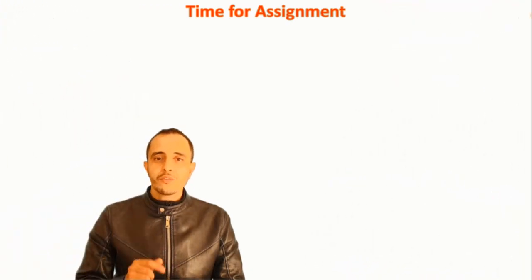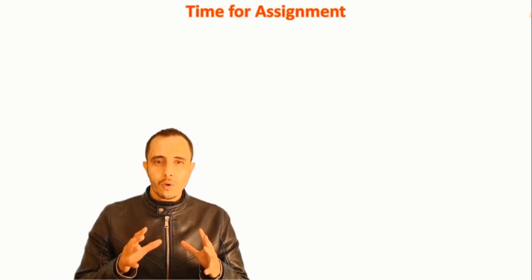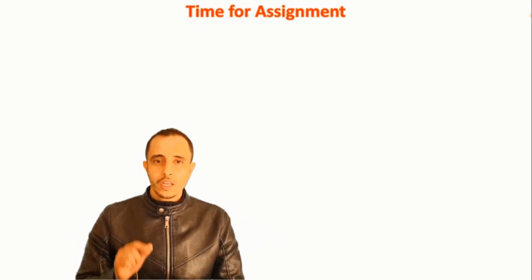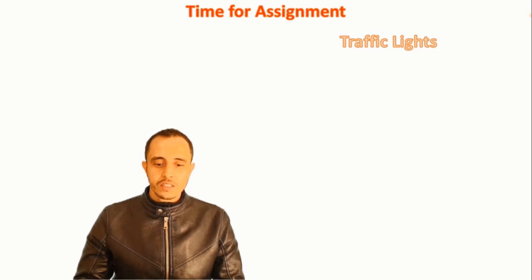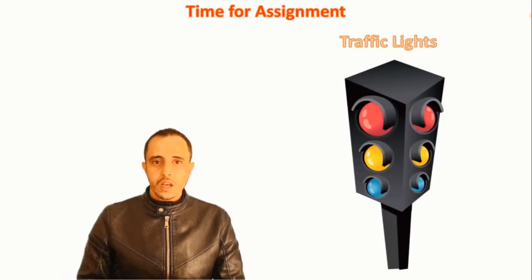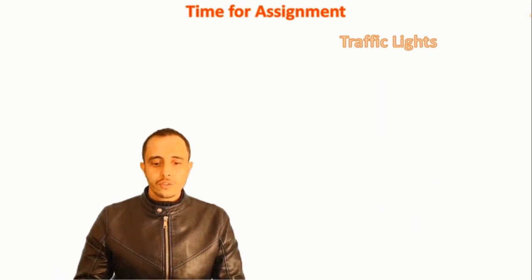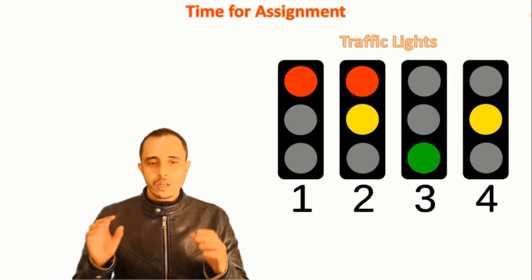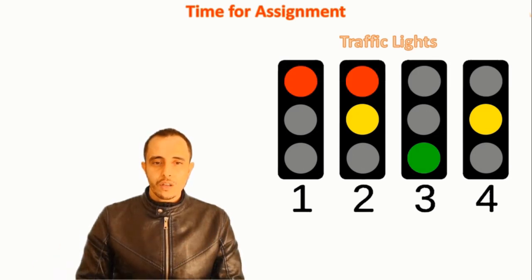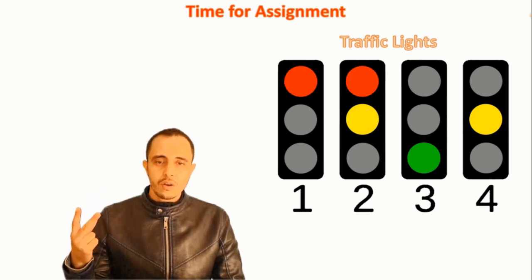Now, time for assignments. I want you to use all what you've learned in this video in order to make a traffic light system. I want you to program Arduino to light on and off 3 LEDs. One is red, the second is yellow, and the third is green.